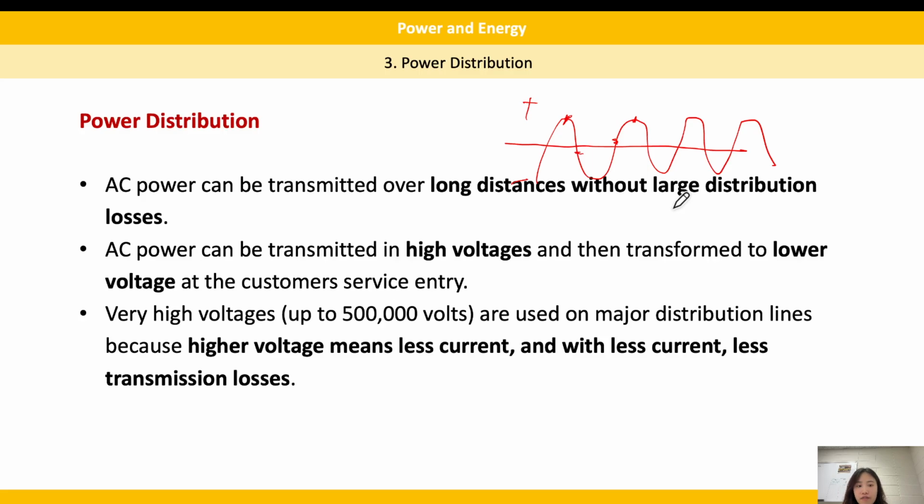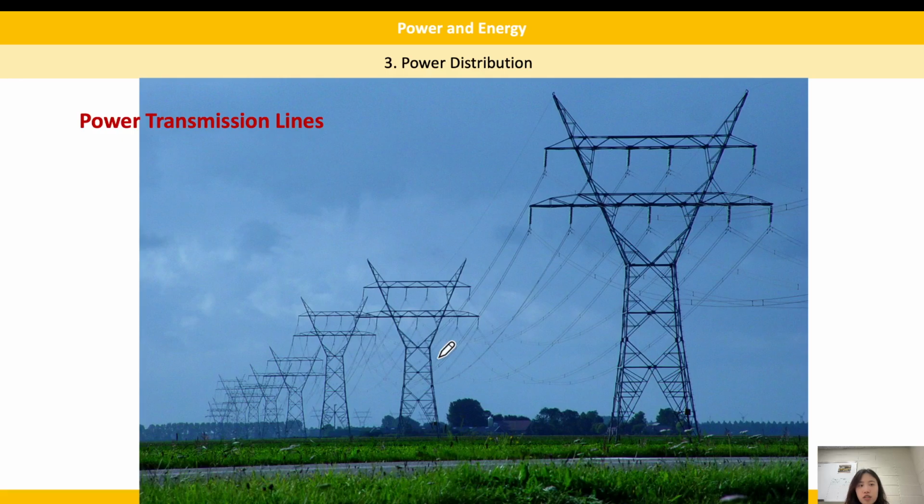And very high voltage, up to 500,000 volts, is used on major distribution lines because higher voltage means less current, and less current means less transmission losses. So in the transmission line, we need high voltage electricity. So this is a power transmission line. This area is very dangerous, so don't work close to this area.